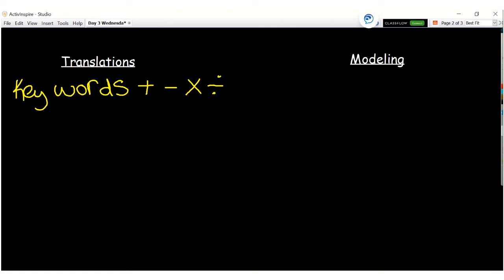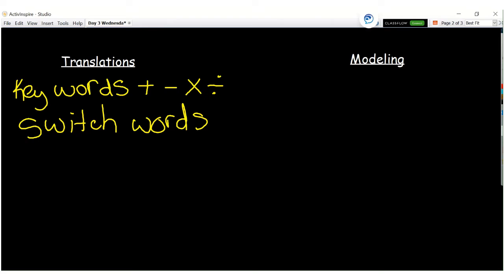You also want to keep in mind your switch words. This is where you're taking something that's written out in words and you're translating it to a math statement. So you're using an inequality symbol to write it or an equal sign to write it. You're just taking what's in words and putting it in math symbols or vice versa.